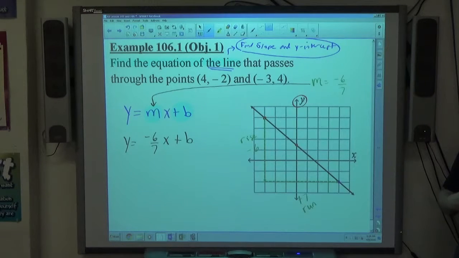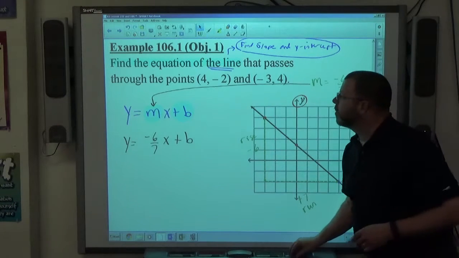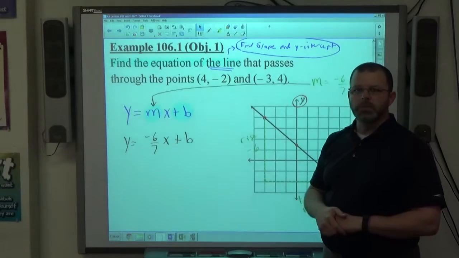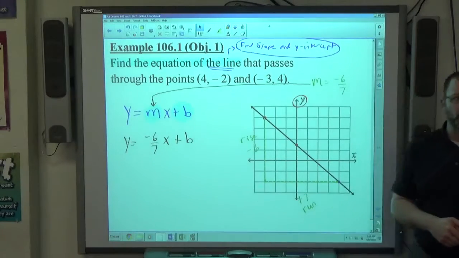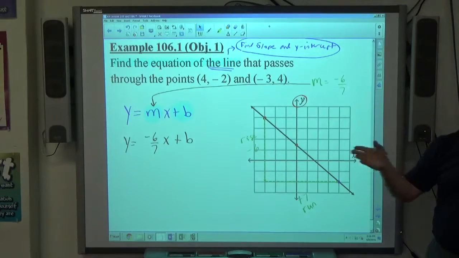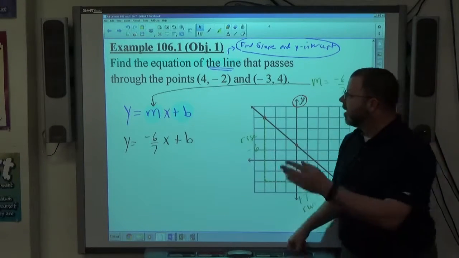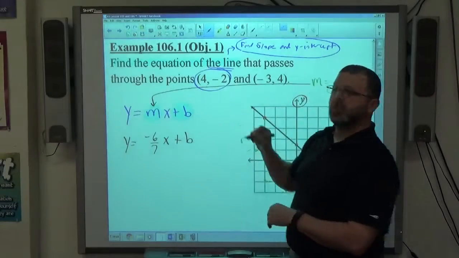Instead I have to use algebra to find the y-intercept. Here's how we use algebra. We have 2 points. Pick one. There's no correct answer. If you pick (4, -2), you're right. If you pick (-3, 4), you're right. It doesn't matter which one you pick. So which one do you guys want to pick? (4, -2). It took about 2 seconds longer than it had to choose.